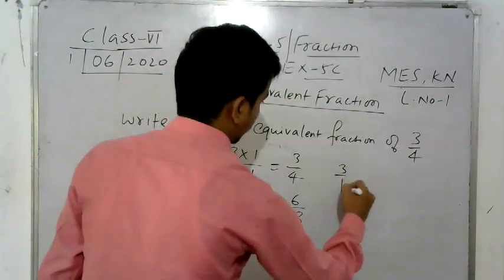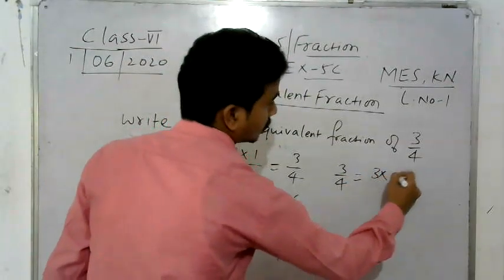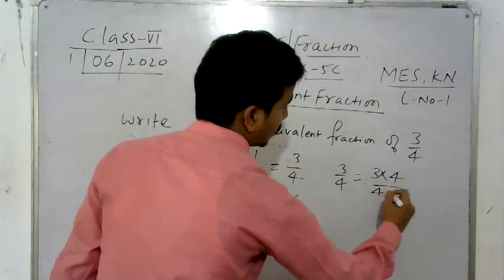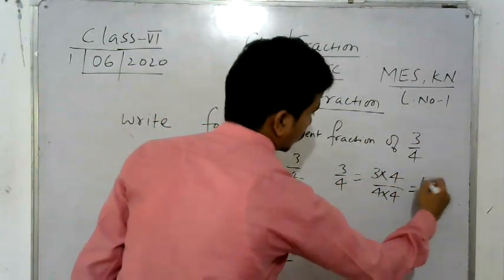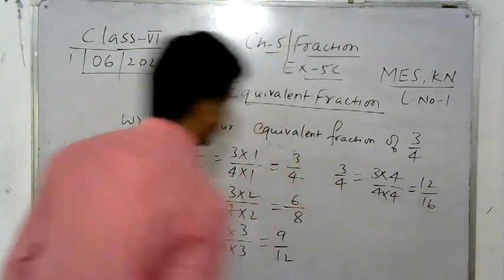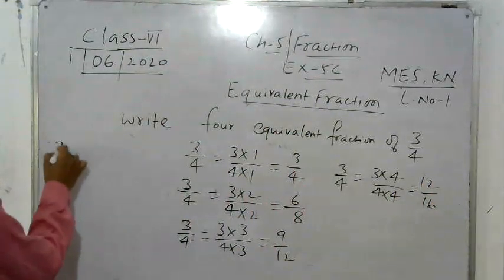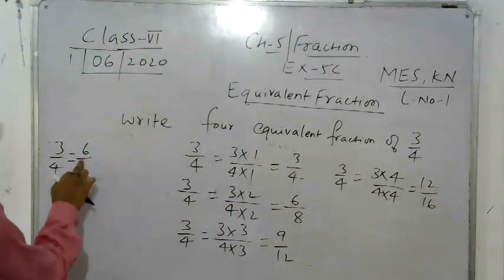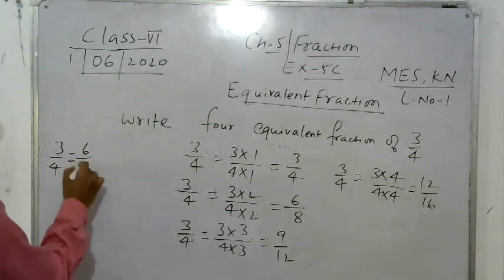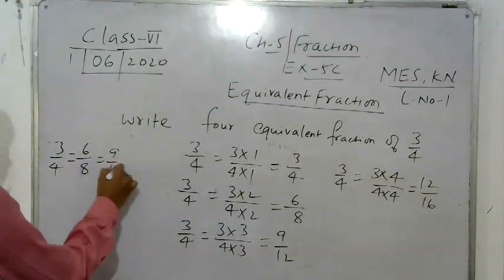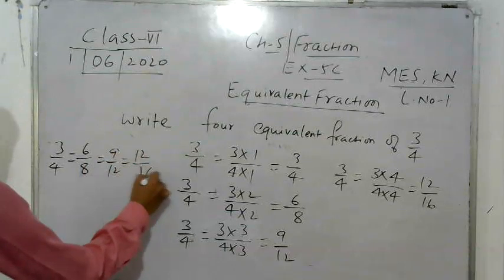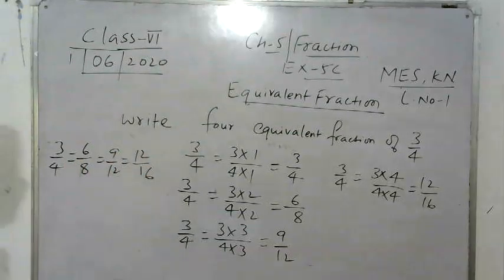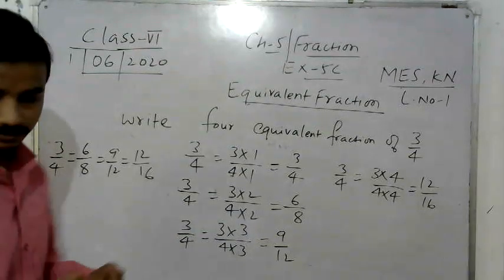Again the fourth, 3 by 4 equals, if we are multiplying the numerator by 4, then we have to multiply the denominator also by 4. What will you get? 12 by 16. So here 3 by 4 equals 6 by 8 equals 9 by 12 equals 12 by 16. So all these are equivalent fractions to each other. In this way you can find equivalent fractions.